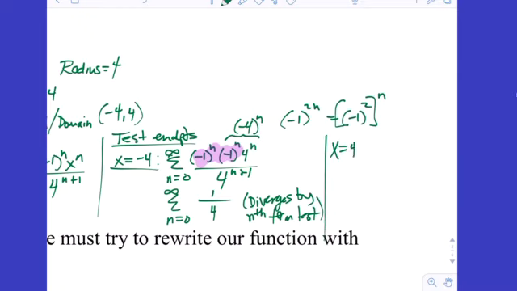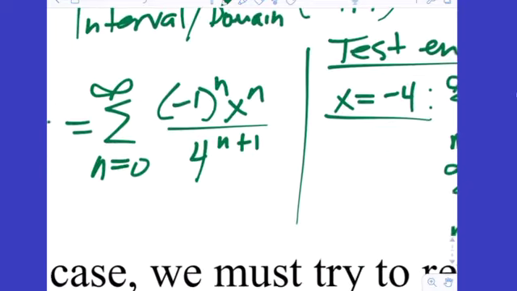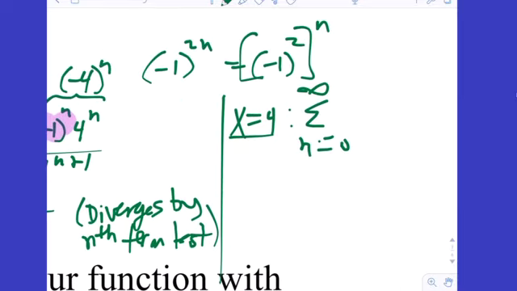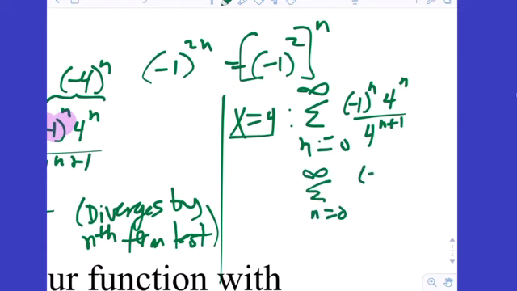If I do x equals positive 4, that's going to be sigma from n equals 0 to infinity of, now I plug it in here, and I just get negative 1 to the n times 4 to the n over 4 to the n plus 1. And there's nothing to worry about with the alternator. The alternator is still there, but it turns into this.